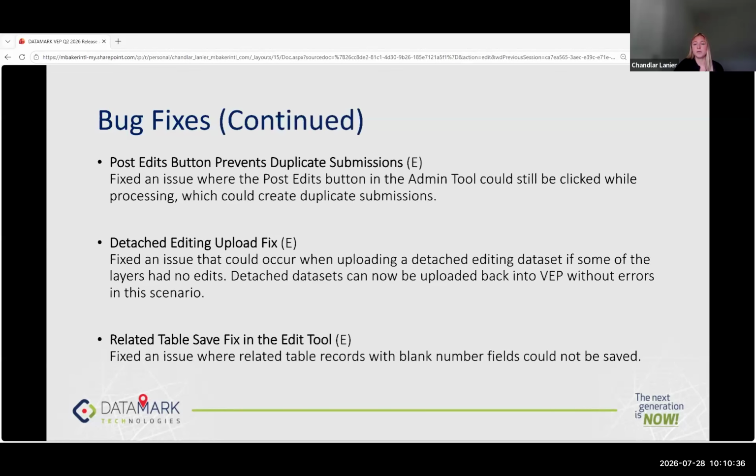The post edits button in the admin tool could previously be clicked multiple times while it was processing, which could then create duplicate submissions, which was a bit of an issue, but that's been disabled after the first click now. Detached editing uploads would fail if some layers contained no edits also, and that's working correctly now. So detached data sets can be uploaded a lot more smoothly. And then there was an issue where related table records with blank number fields couldn't be saved in the edit tool, and that's been resolved.